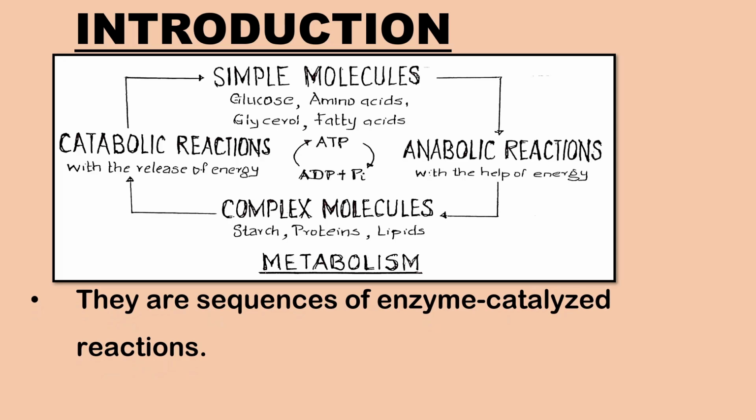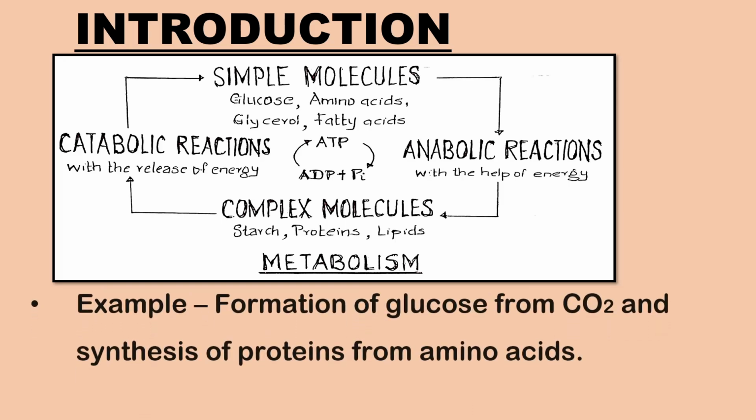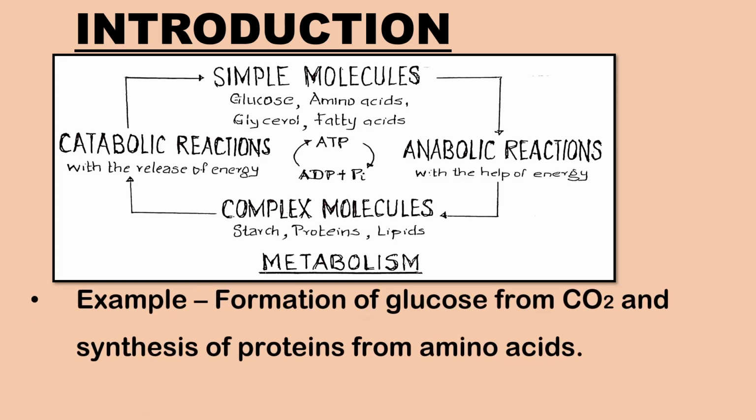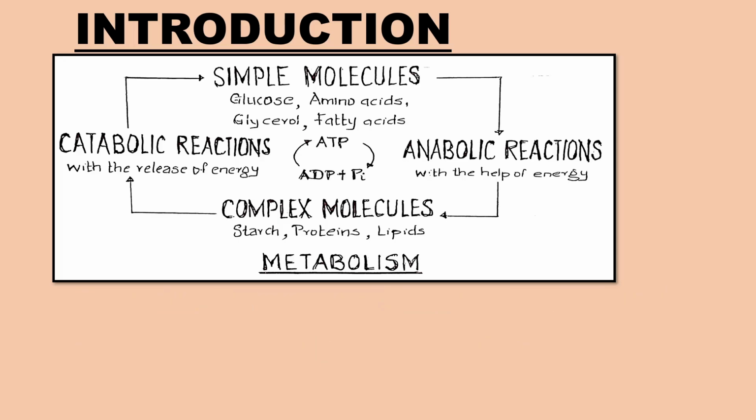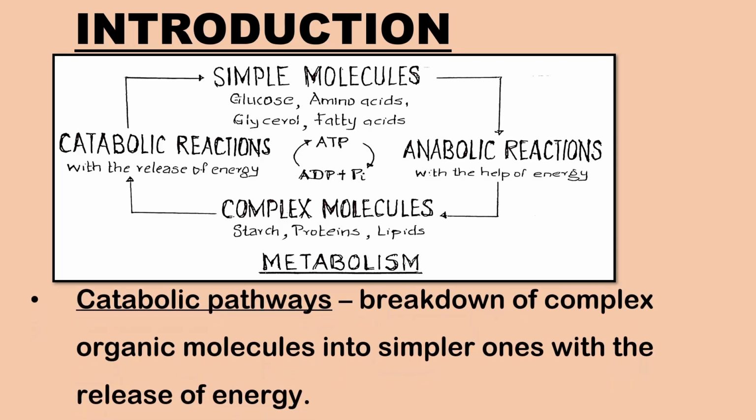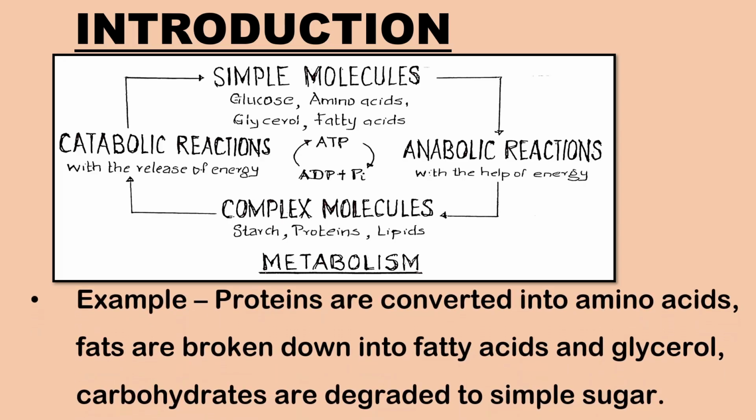Anabolic pathways are sequences of enzyme-catalyzed reactions. Examples are formation of glucose from carbon dioxide and synthesis of proteins from amino acids. Catabolic pathways involve the breakdown or degradation of complex organic molecules into simpler ones with the release of energy. Examples: proteins are converted into different amino acids.